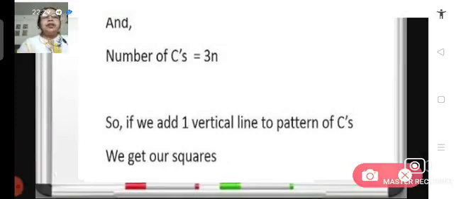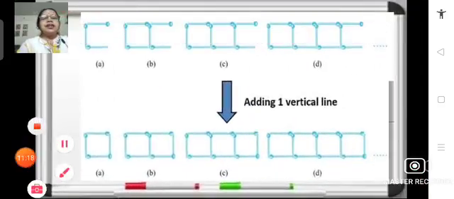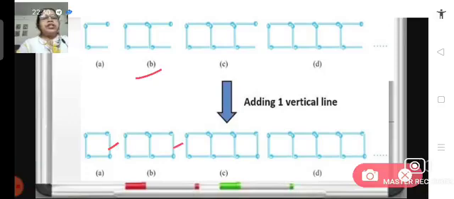So, the number of matchsticks in C's will be 3n, isn't it? Where n will be the number of C's formed. Okay, so it is not the number of C's, it will be the number of matchsticks in C's will be 3n. So, if we add one vertical line to the pattern of C's, we get squares, isn't it? So, we can write a formula like this. See, these are patterns of C. Now, we add one vertical stick to each pattern, we get squares.